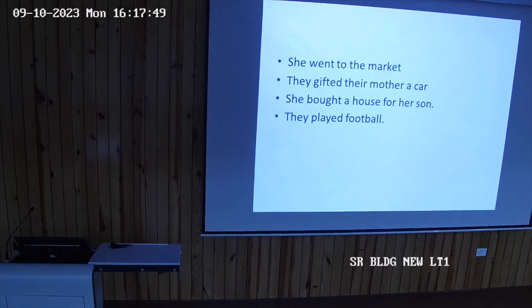Okay, so one more identifying feature of direct and indirect objects is that if a sentence has one object, the object will always be direct. Alright, if a sentence has two objects, then one will be direct and the other will be indirect. Let's see the first sentence. She went to the market. How many objects do we have here? Who has said 0? Please raise your hand.